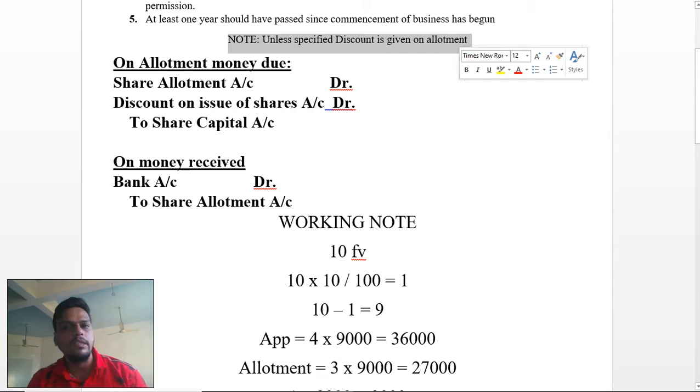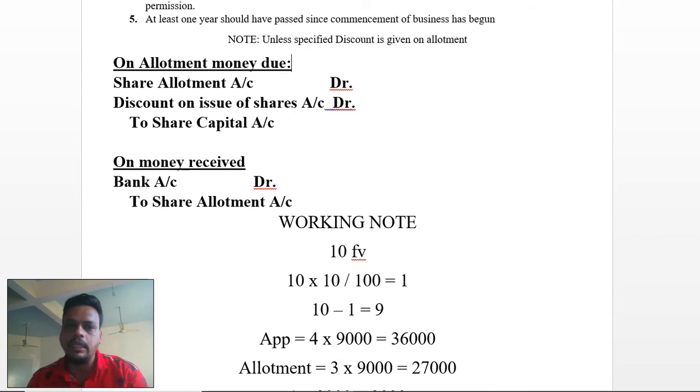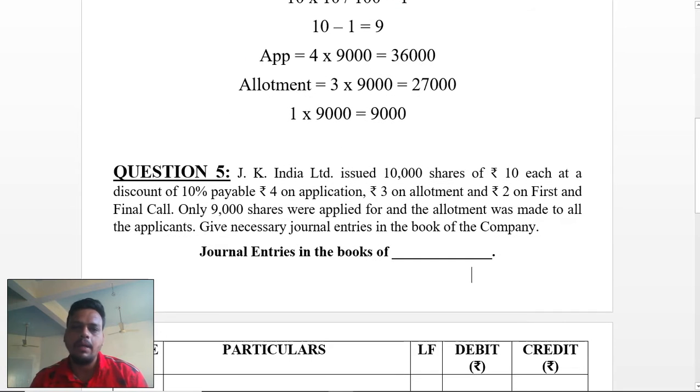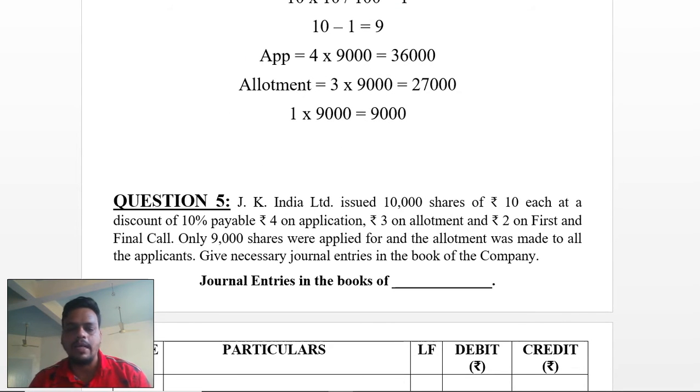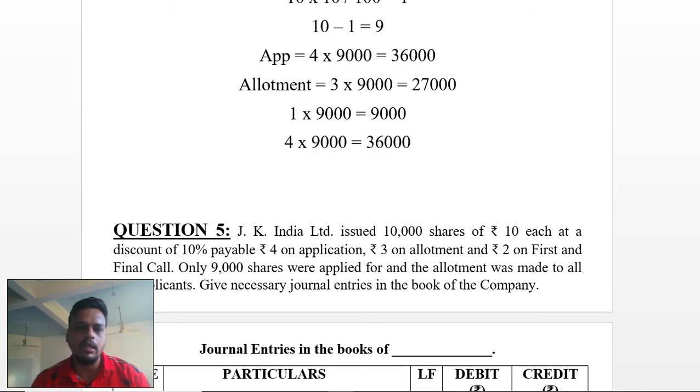If it is unspecified, the discount has not been told, then you have to take it on allotment only. So here on allotment only we will take 1 rupee. So when we total this, we will calculate 4 multiplied by 9,000 shares is equal to 36,000. This amount has to be taken as your discounted amount and share capital. Right? Now final account will be there as first and final call.